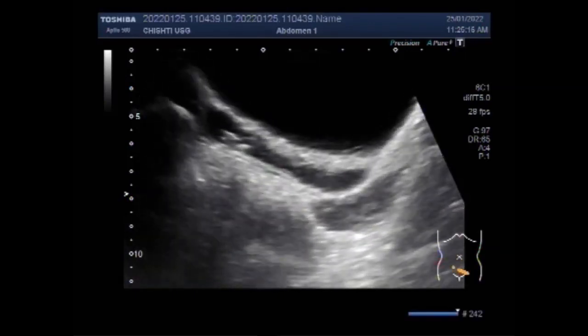Now you can see these stones are also seen, but the urine is clearly passing along these stones into the ureter, but the cause of this dilatation is the ureterovesical junction obstruction.